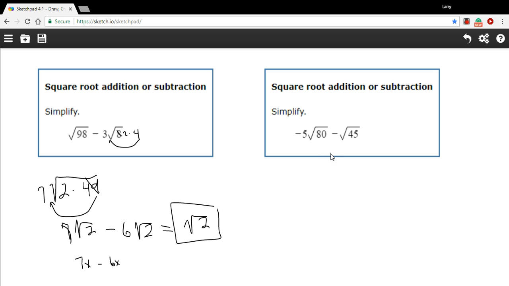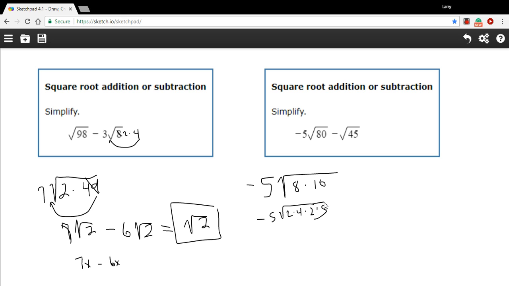Let's take a look at this next one. We have negative 5 times the square root of 80 and a negative square root of 45. Let's work on the square root of 80 first. So negative 5 out here, and then let's factor this square root of 80. Let's see, 80 would be 8 times 10. And 8 is 2 times 4, and 10 is 2 times 5.